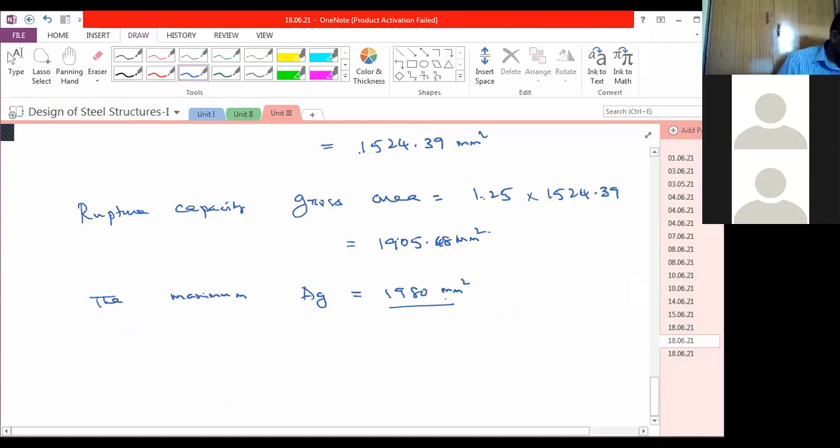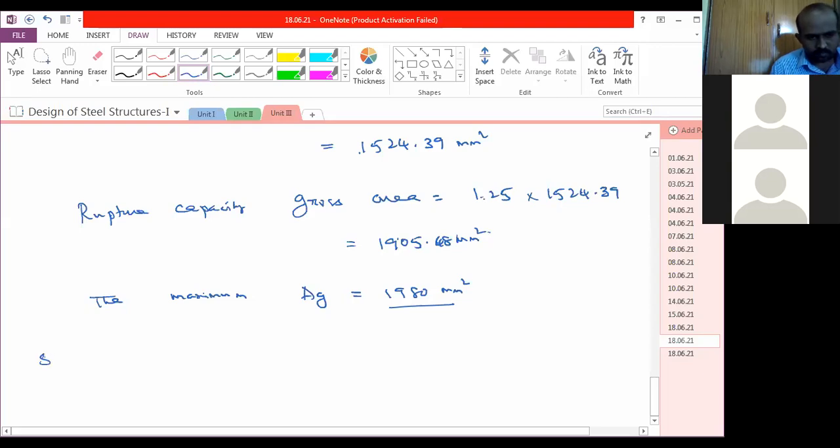So you select one section. Please take your steel table and look for the sectional area which is greater than 1980. The book is suggesting 150 by 75 by 10. Please check that it is coming 2156. Before that, the area is 1742. So shall we take the same section?